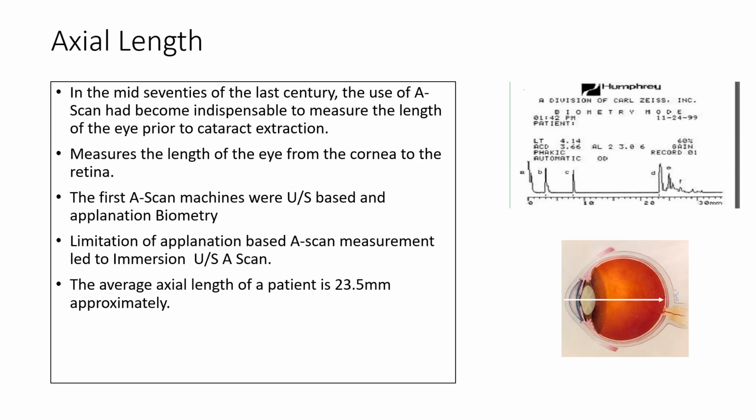The average axial length of a patient is around 23.5 millimeters, roughly 23 to 24 millimeters. That's basically the average axial length. And in the last few slides back, we talked about that with the ultrasound machine, the measurement of the axial length is the measurement of the distance from the corneal epithelium to the inner limiting membrane.